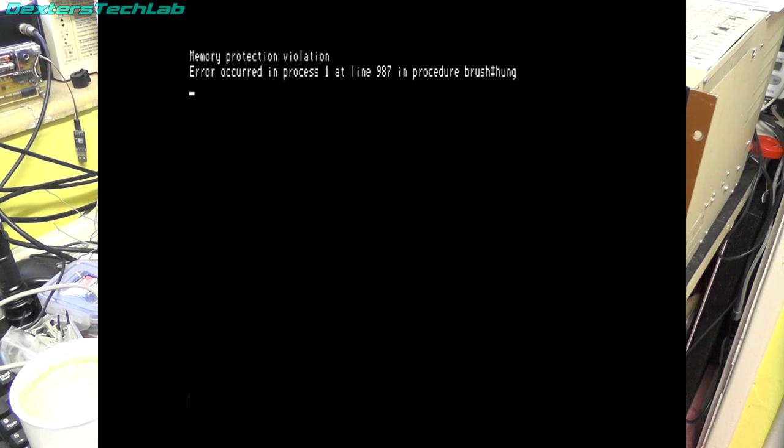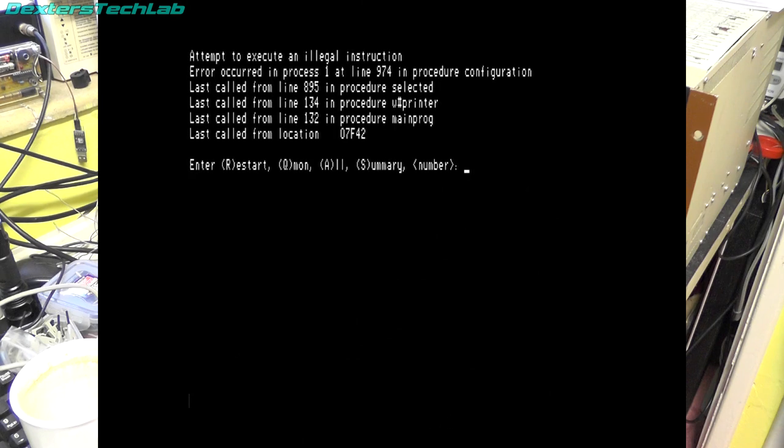You get a load of error messages about the brush bus being hung. So I'll explain that in just a moment. But it's absolutely fantastic that we can get to this menu. It's a major step forward in getting this thing running. So where do we go from here?